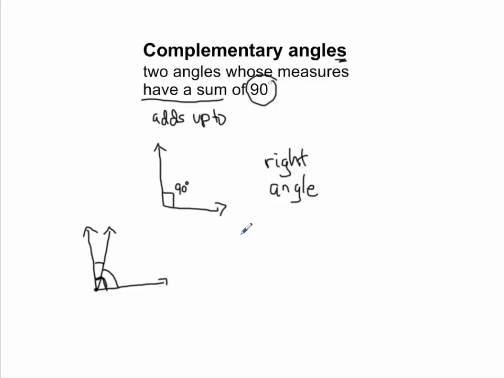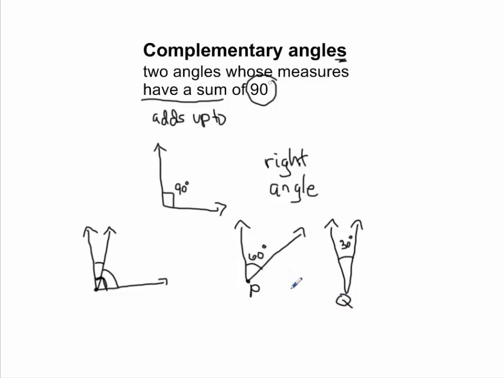So let me create one angle such that it is about 60 degrees. So that's the measure of this angle here. And then I'm going to create one more angle such that its measure is 30 degrees. And I'm going to call this angle P and this angle Q. Notice the letters are capital letters.